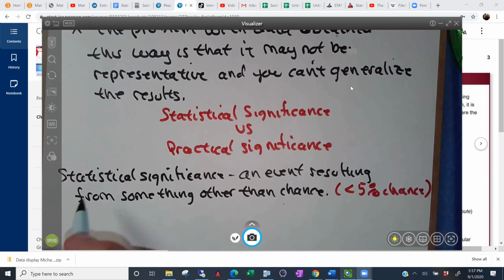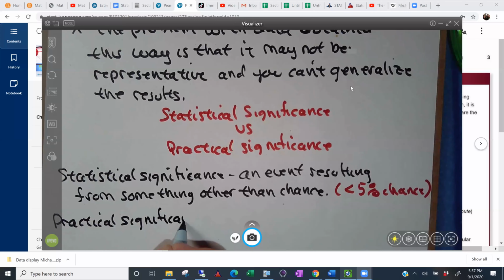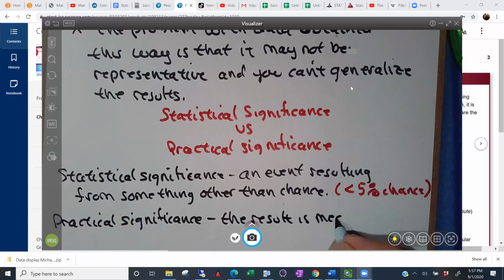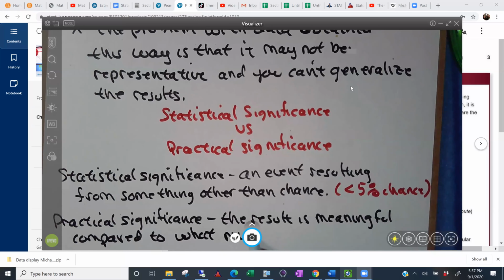Now, apart from statistical significance, there's also practical significance. And practical significance means the result is meaningful compared to what might have been expected otherwise.